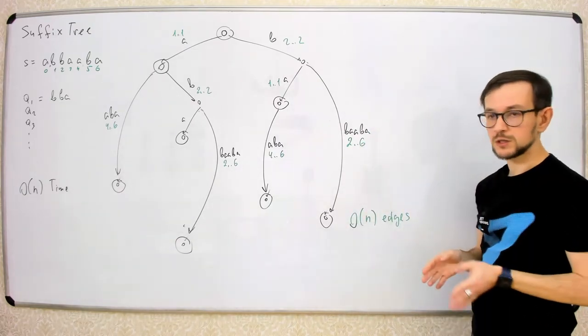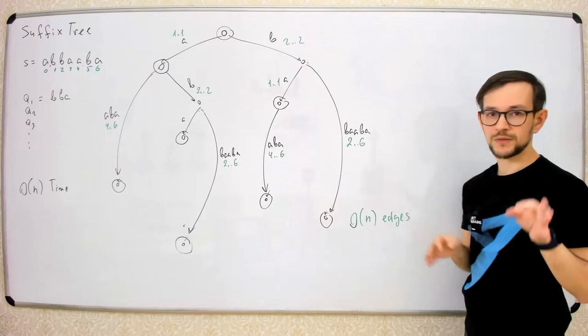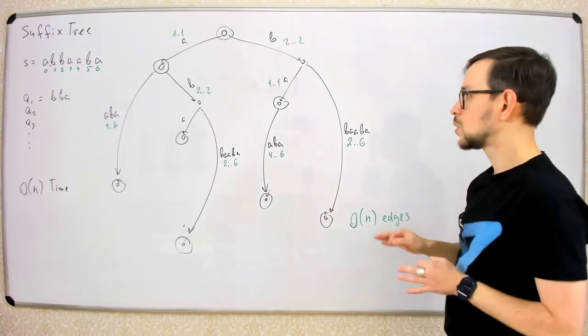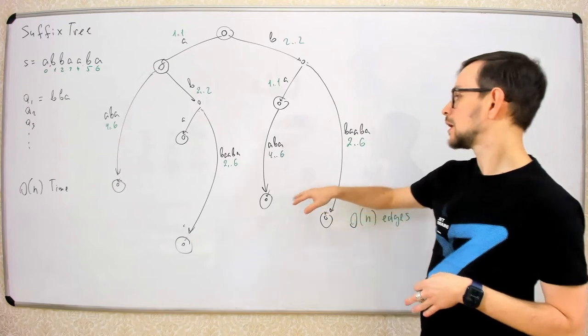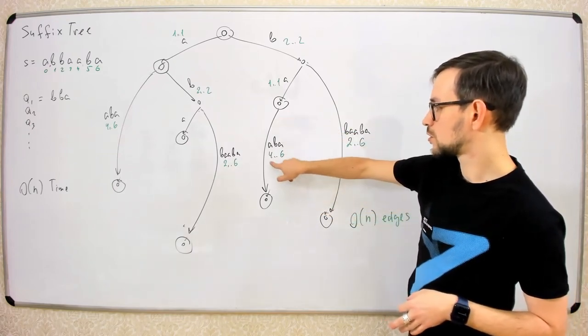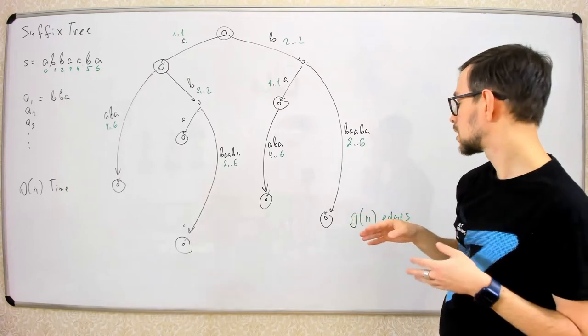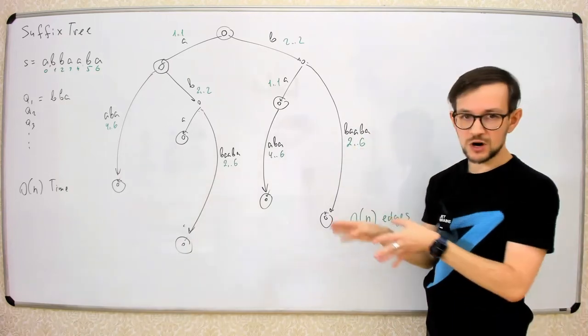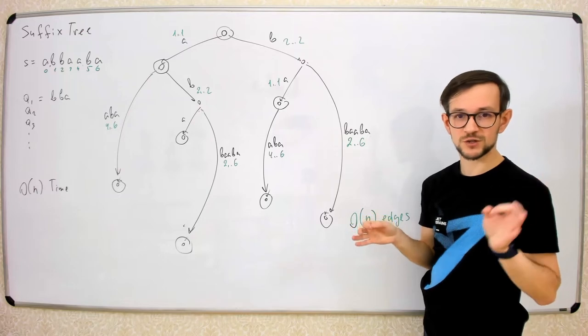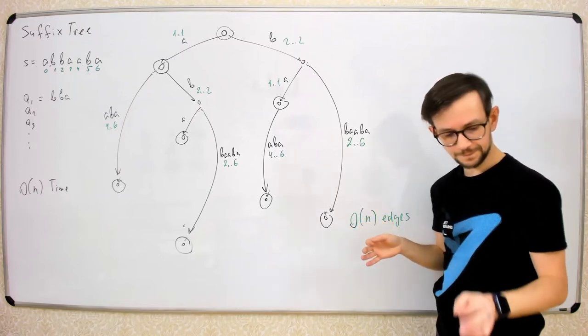And that's all we need. So now the size of the structure we want to construct is linear. We have this linear size tree. For each edge, we store these two integers. So we have up to 2n integers. So the total size of this structure is linear. So we kind of have a chance to construct it in linear time, right? Nice.